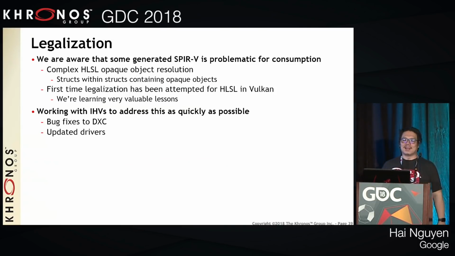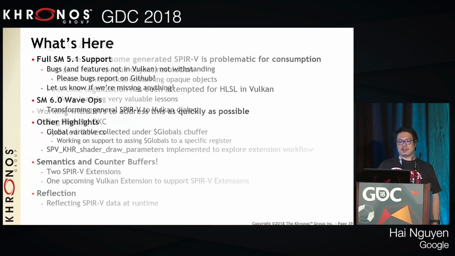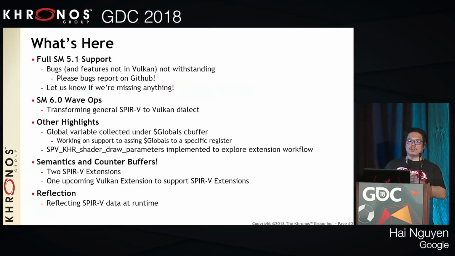And if you don't believe me, I've seen the production code, and I'm sure you've seen the production code that does this. So we are aware of these things, and this is the first time legalization has been attempted for HLSL and Vulkan, so we've learned a lot of valuable lessons, and we're working with the IHVs to address this as quickly as possible. These fixes will come in bug fixes at DXC as well as driver updates.